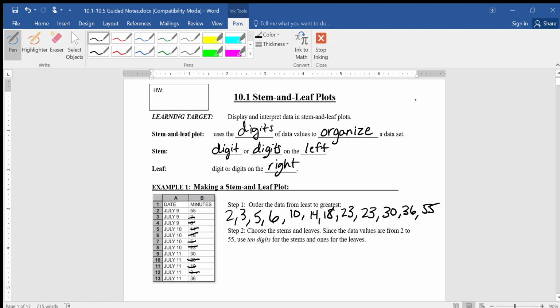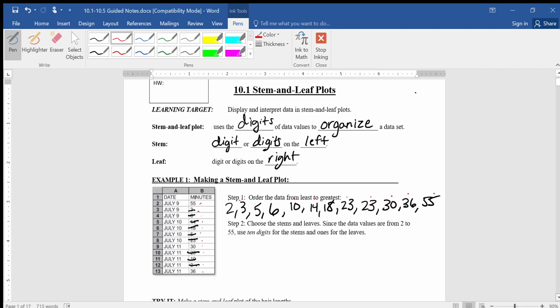Again, for a check, if we notice there are 1, 2, 3, 4, 5, 6, 7, 8, 9, 10, 11, 12 numbers, and we have 1, 2, 3, 4, 5, 6, 7, 8, 9, 10, 11, 12 numbers. So that means we wrote all of the numbers from least to greatest. We didn't forget one. So for step 2, it says choose the stems and the leaves.